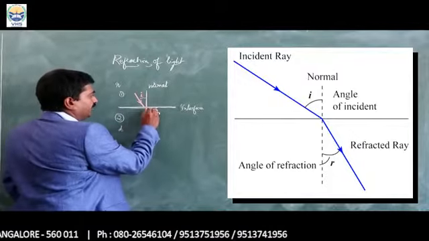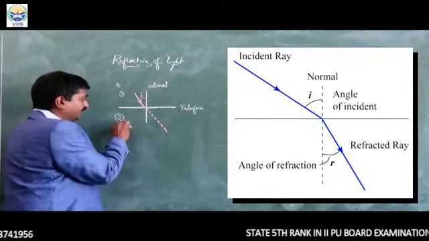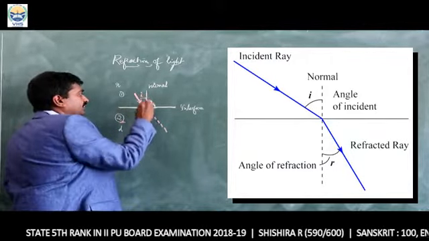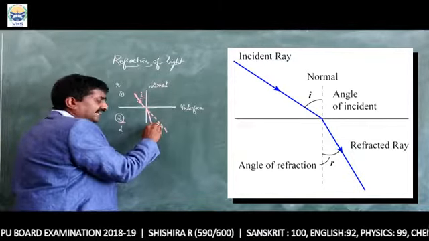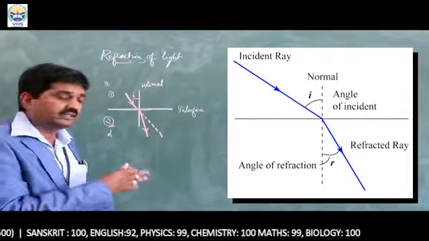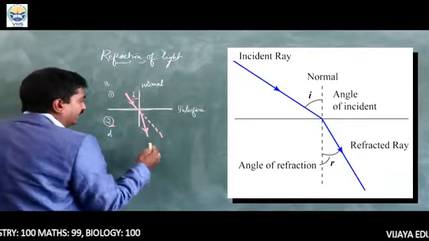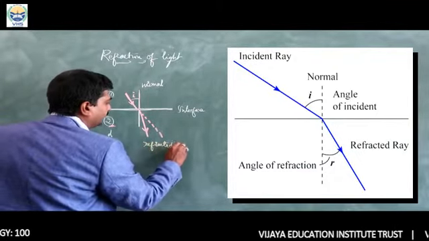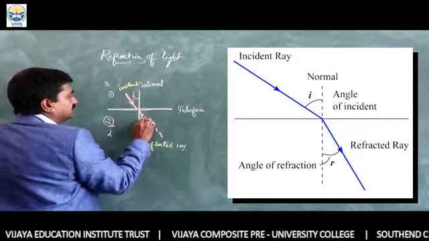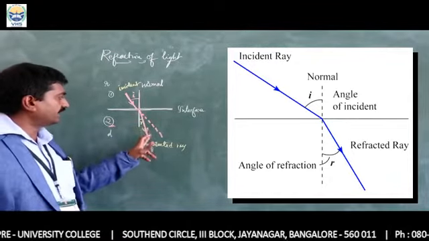So in the absence of this second medium, the denser medium, the incident ray would have gone straight. But because of this second medium, which is the denser medium, the ray, instead of going straight like this, bends towards the normal. It has changed the path. This phenomenon of changing the path of a ray of light, or bending of a ray of light like this, is known as refraction of light. So this is the refracted ray. This is the incident ray. This is the angle of incidence. So this is the angle of refraction. Angle of refraction is the angle between the normal and the refracted ray.